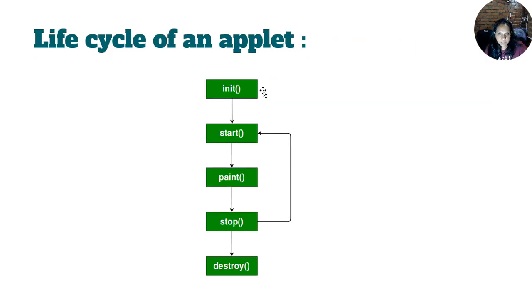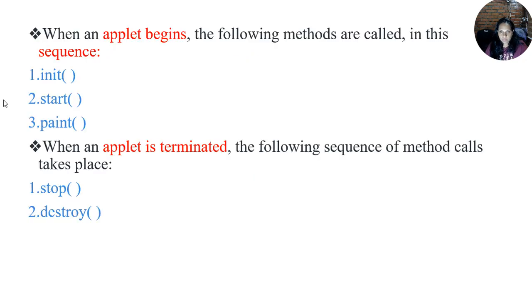Life cycle of an applet. Now we will be discussing all these methods, that is init, start, paint, stop, and destroy. When an applet begins, the following methods are called in this sequence: init, start, and paint. When an applet is terminated, the following sequence of method calls takes place: stop, then destroy.